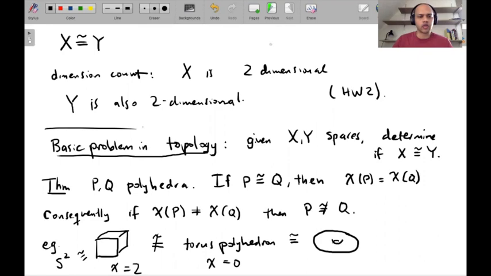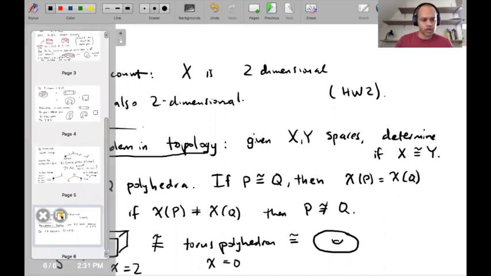Right. So I wanted to remark that we proved a special case of this theorem.